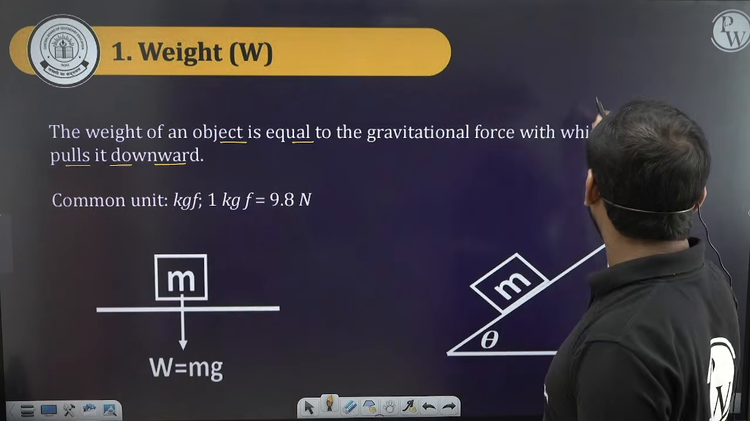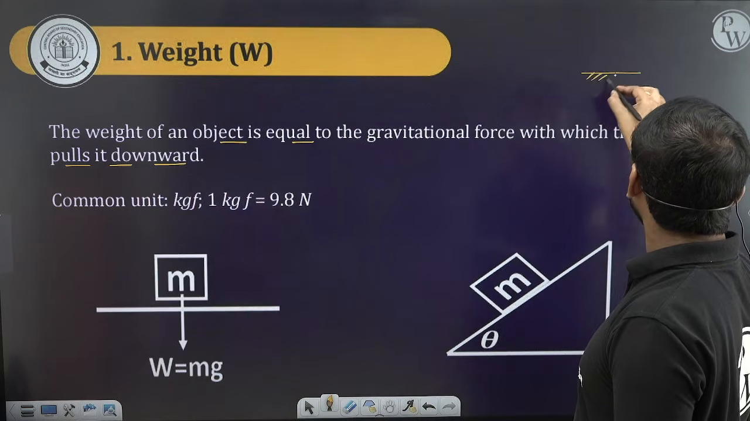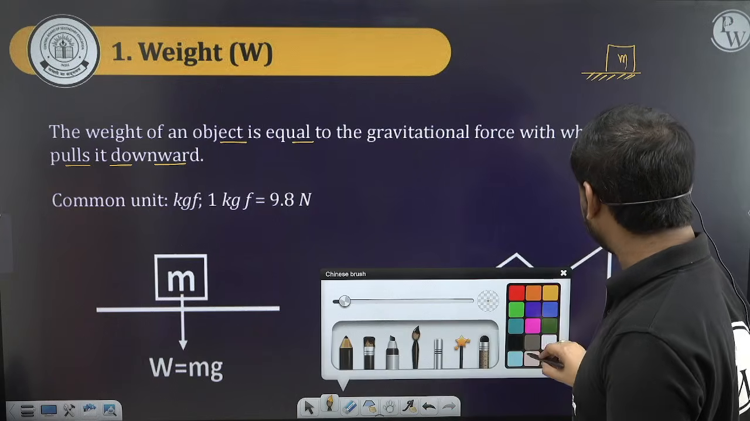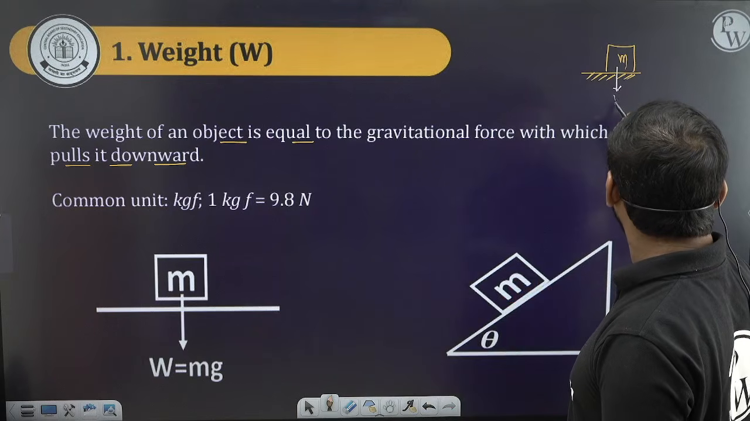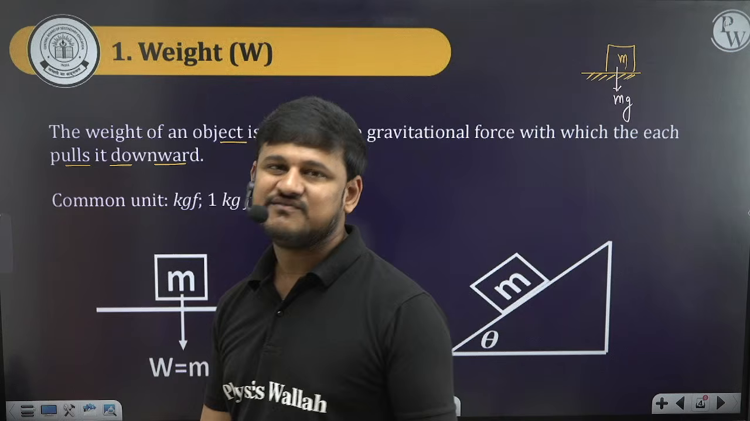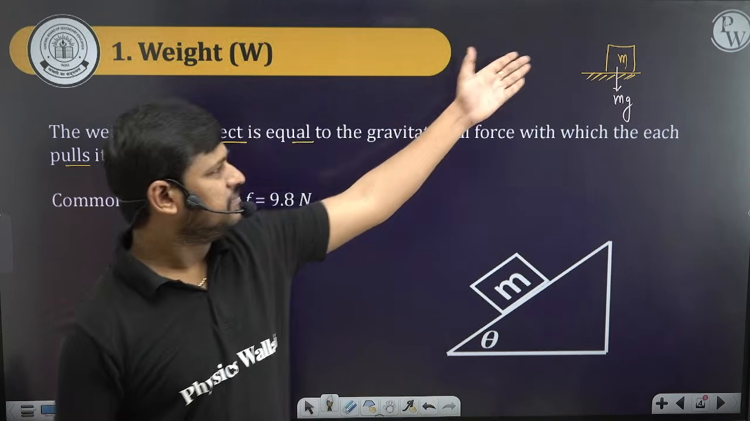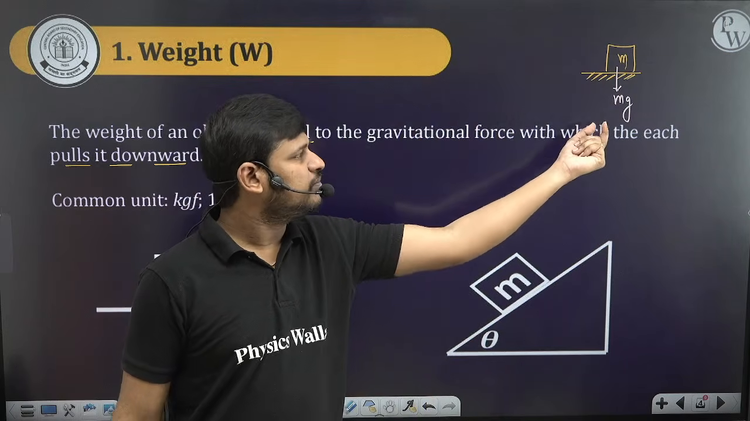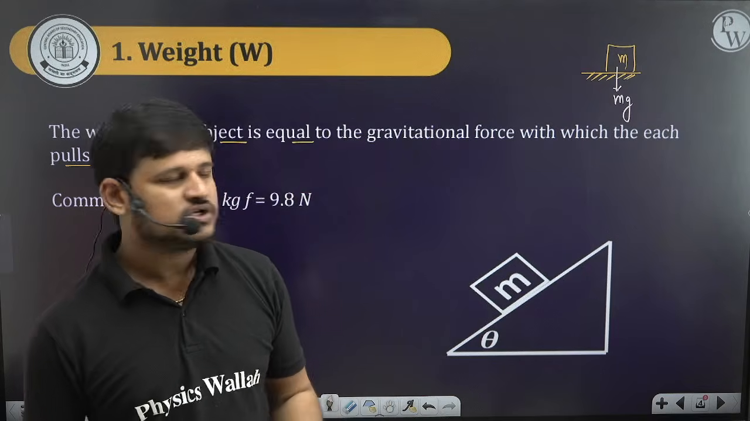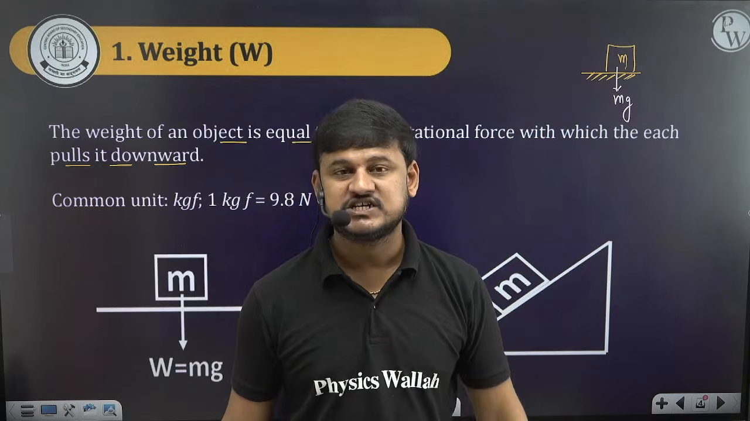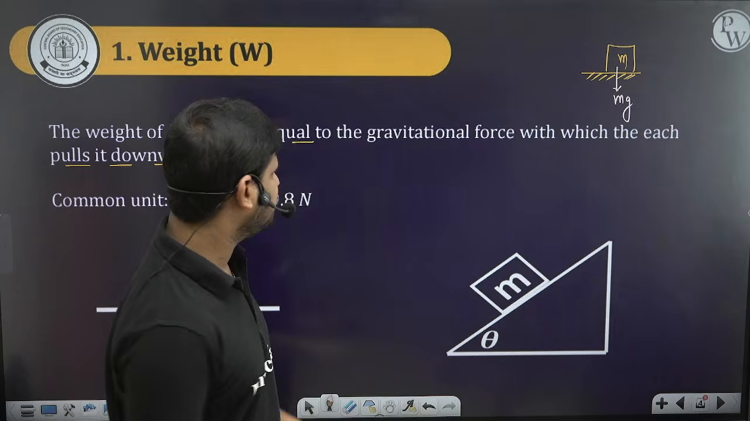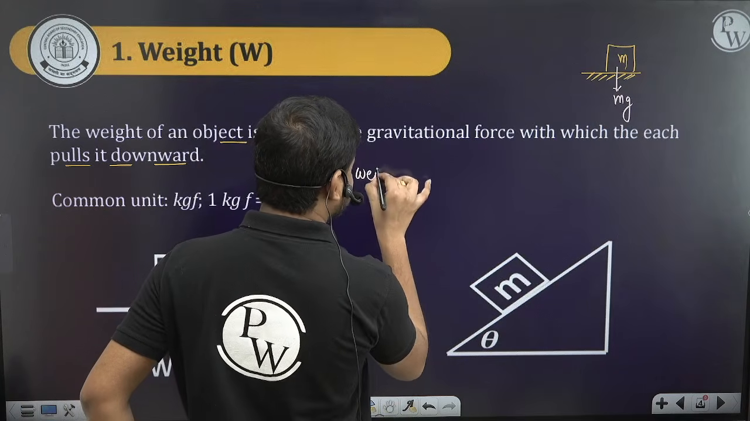Whenever a body of mass m is placed like this, the weight of the body is going to be mg. m is the mass. There is a difference between weight and mass, right? m is the mass, whereas the weight of the body is mg, mass multiplied by gravitational acceleration. So the weight is not always equal to mg, guys. This point is important.